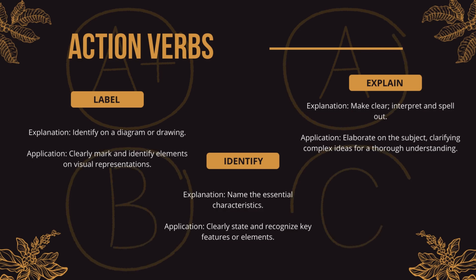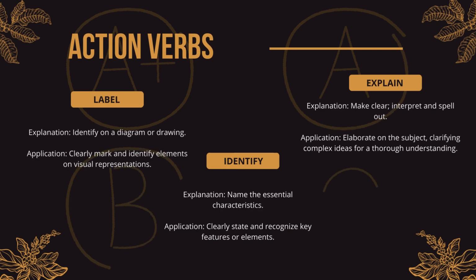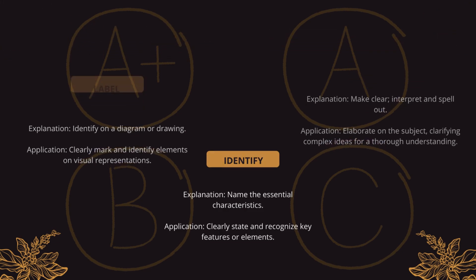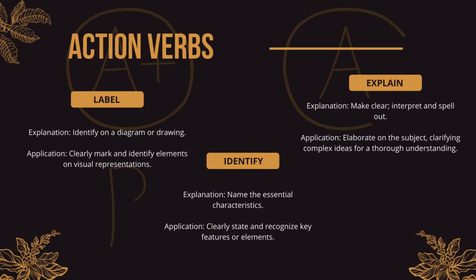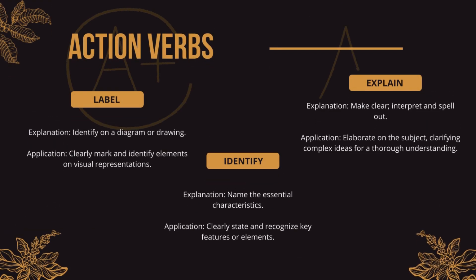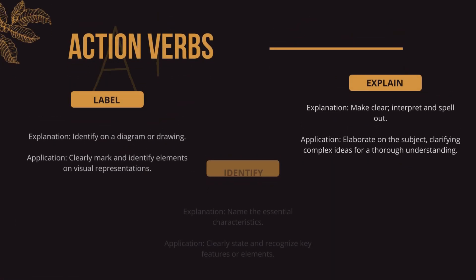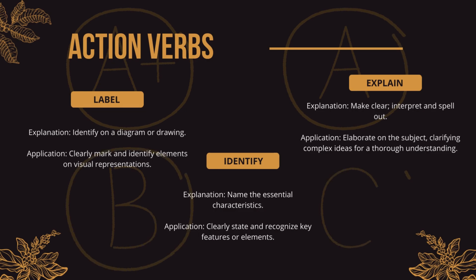Then we've got label. This one is also common. It comes in every test, in every exam. Now, if you label, it means you identify now on a diagram or on a drawing. So most of the time where you have to label, they will actually number them either alphabetically or by numbers. Then they ask a question or identify number 1 or identify the letter B, right? So this is actually where you clearly mark and identify elements that are on the visual presentation.